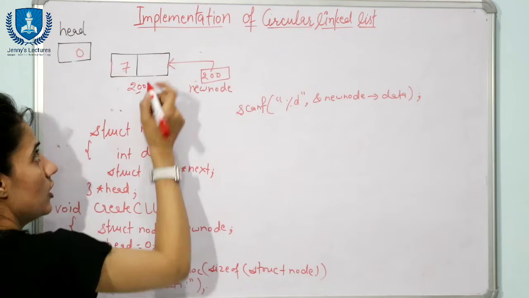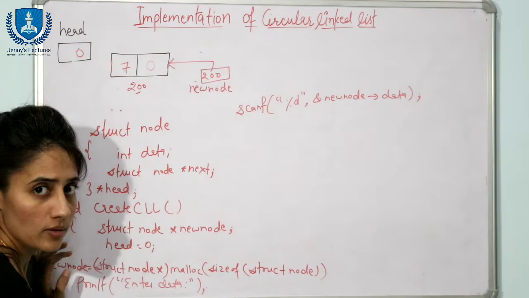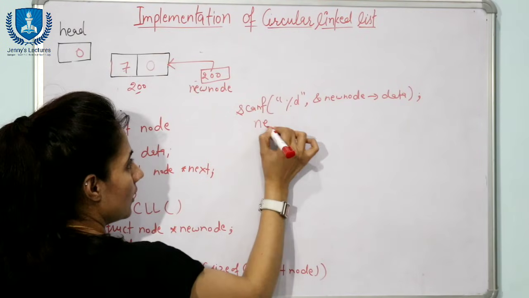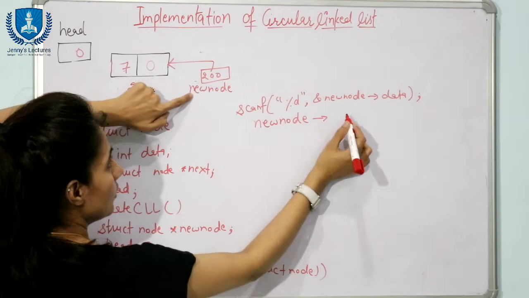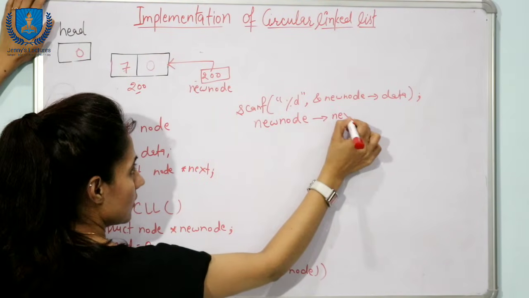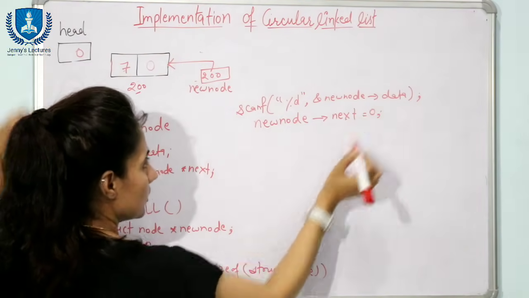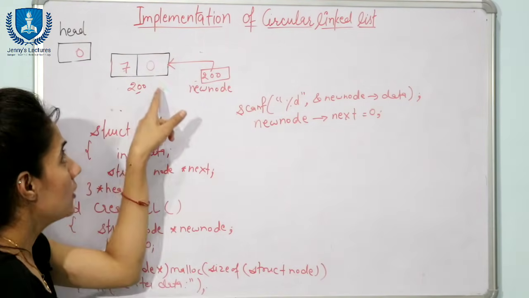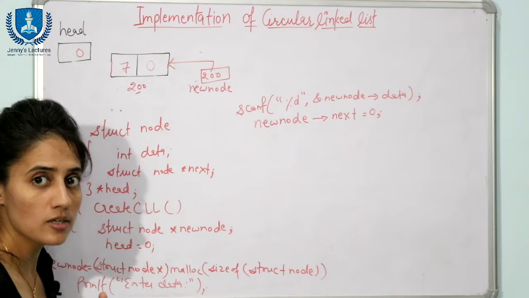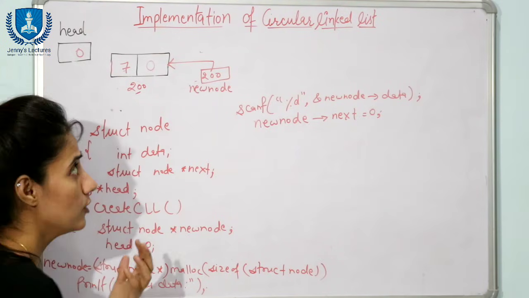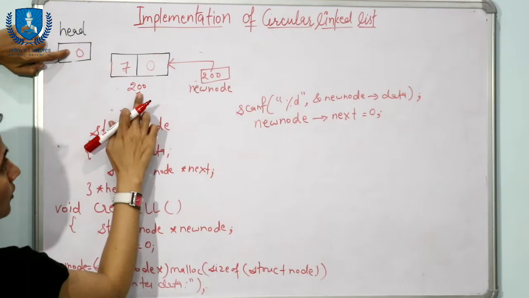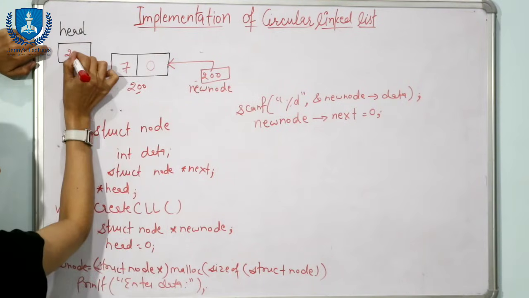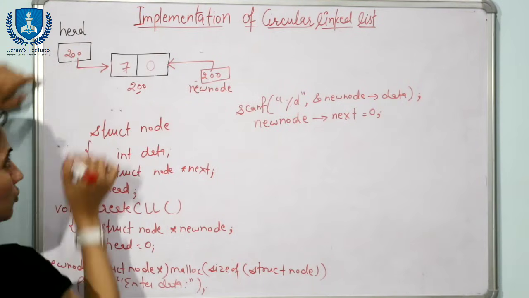Fine. Now initially, in the pointer part we store null. So how can you access this part? The pointer is new node arrow, and this name is next, equal to 0. Now I want to insert this node into the list. How will you insert it? Because the list is empty, what can you do directly? In head we will store this 200. It means now head is pointing to this node.